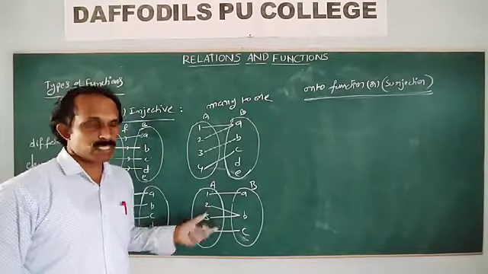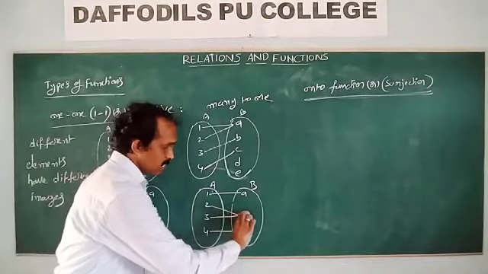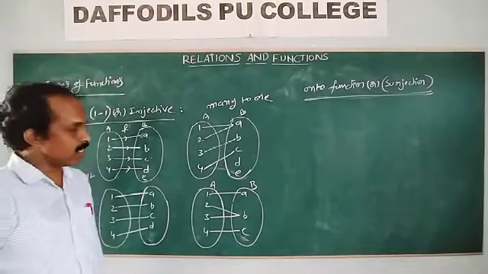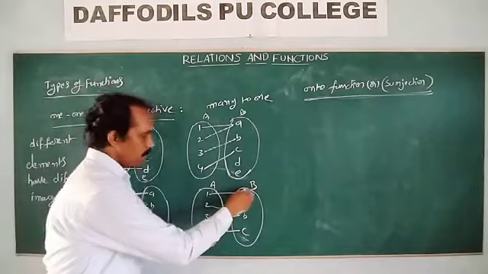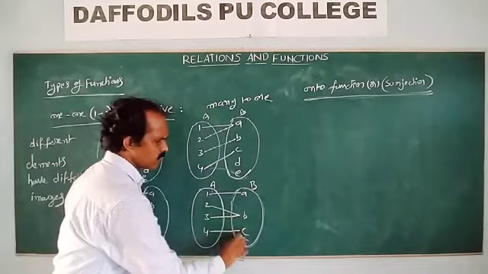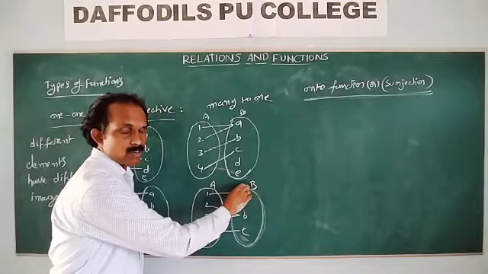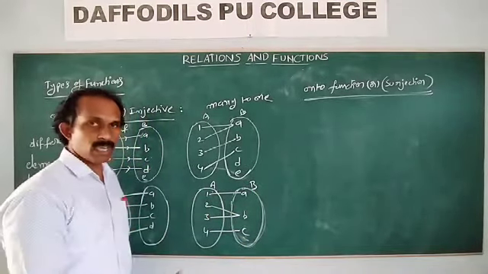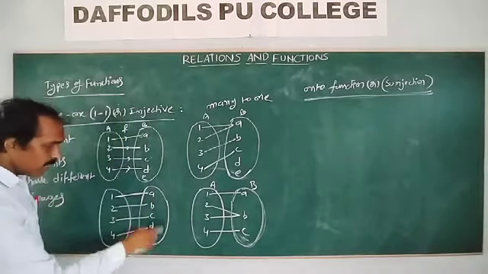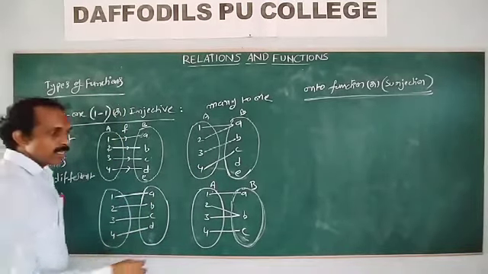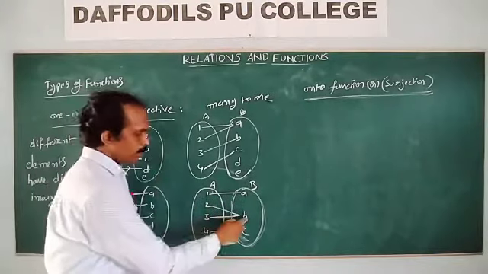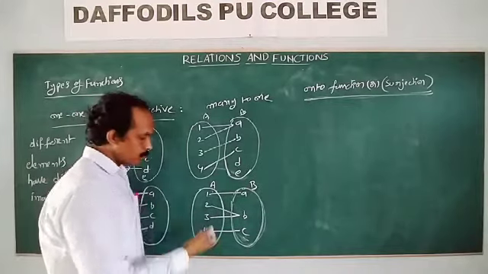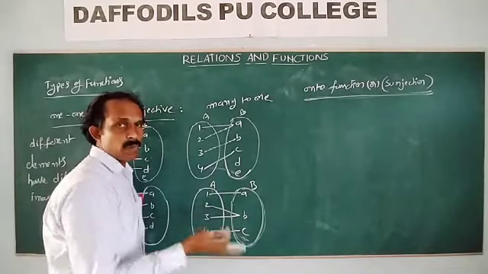It is not a one-one function. Why? Because different elements have the same image. So it is not one-one. For an onto function, all elements of B, the codomain elements, must exist with at least one element. Okay, they exist. In this function, all elements exist. Here B exists with two elements. So what is the definition? At least one element, but it is two elements, no problem.